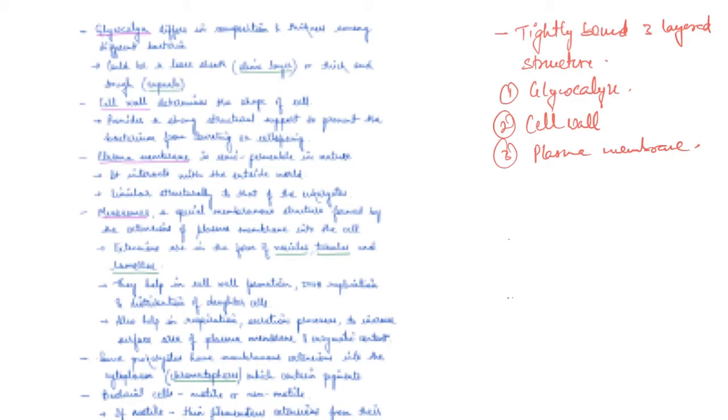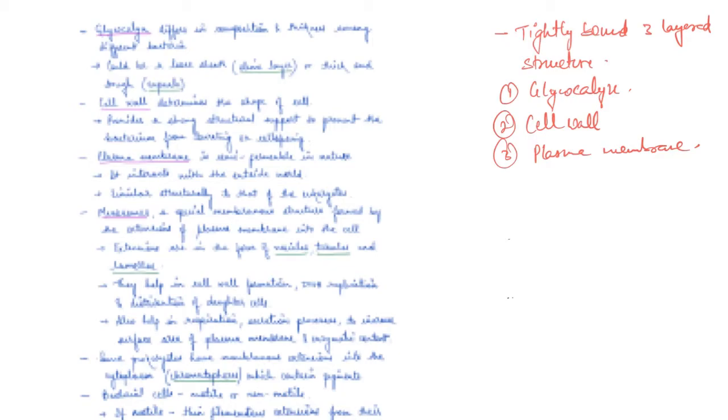Now let's come to the cell wall. The cell wall determines the shape of the cell, and it also provides strong structural support which prevents the bacteria from bursting or collapsing, right? So it provides structural support, and it makes the cell strong.